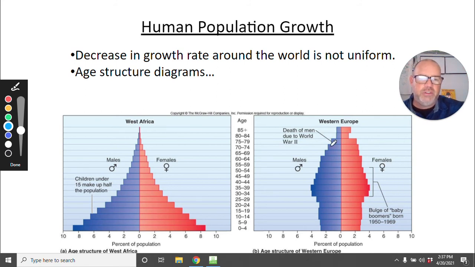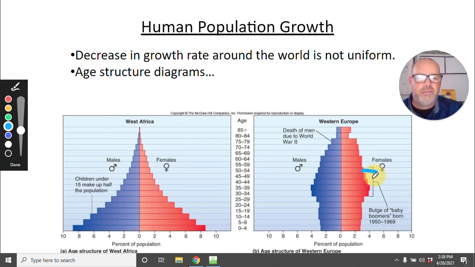If you look over here in Western Europe, here's your males, here's your females, okay? The bulge of the baby boomers. So my parents are in that group where they're starting to get older. Actually, my parents are a little bit in front of the baby boomers now. So you have your male, your female, you have your percent of population on the bottom again, and then here's your age groups. Well, notice there's not very many young people in Western Europe. The vast majority of their people are in their 30s and 40s, which for most people is past reproductive age.